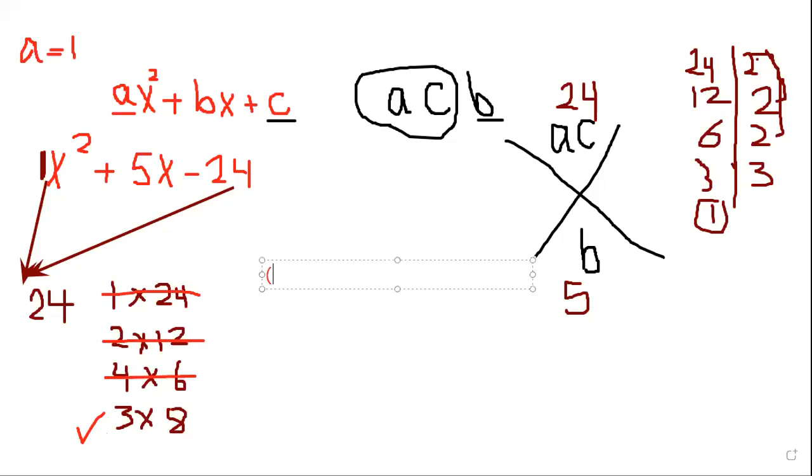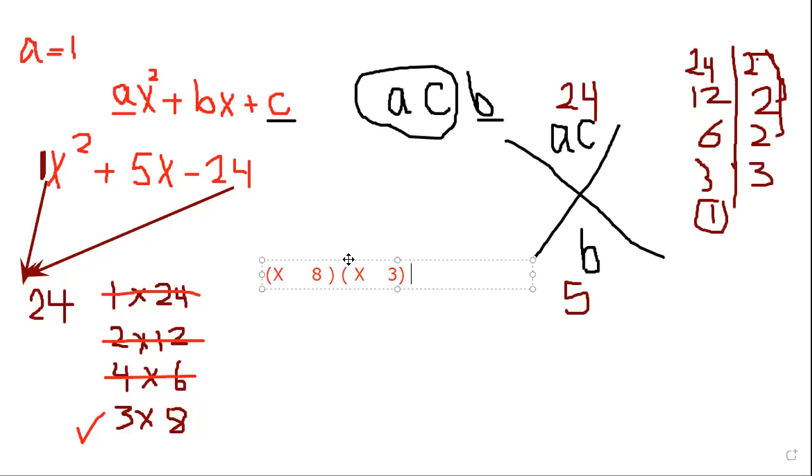So I have x, okay, and we will put 8. In the second parentheses, I'm going to put x, and then I will put 3. Now we have a problem. The last sign was negative, right? Then will the two signs be the same? No, because the last sign is negative, which means one is positive and the other is negative.